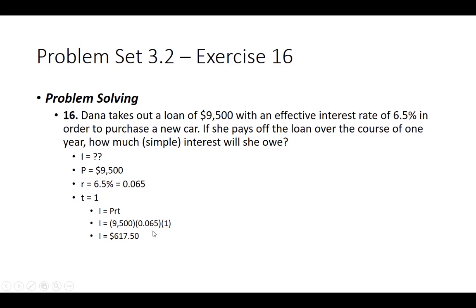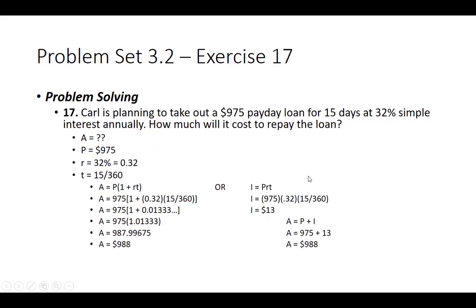Plugging in what we know. I equals 9,500 times 0.065 times 1, which calculates to $617.50.